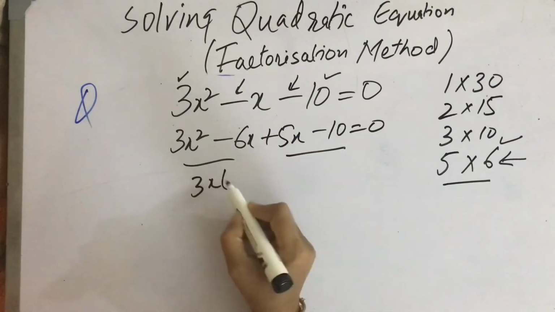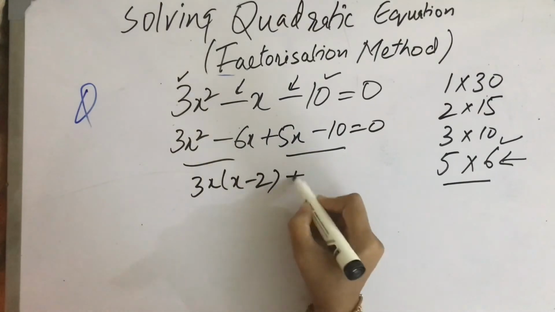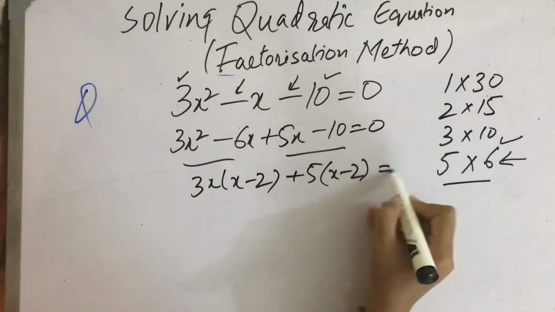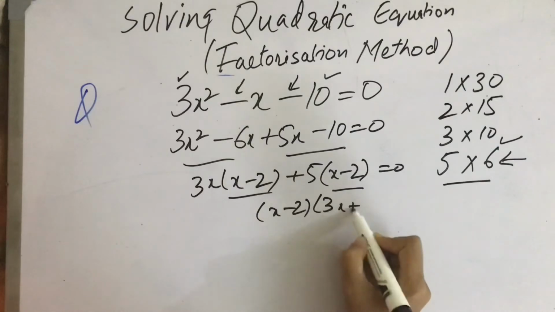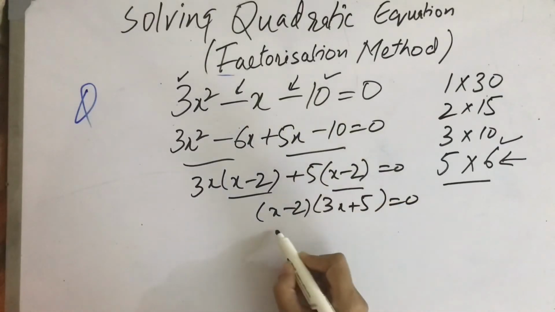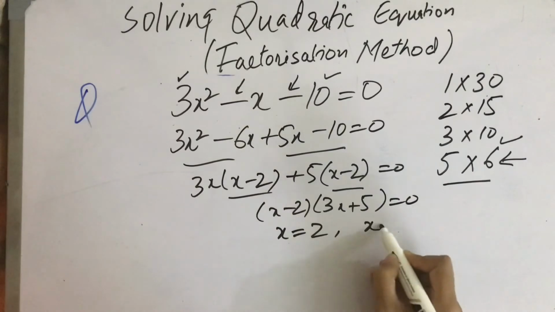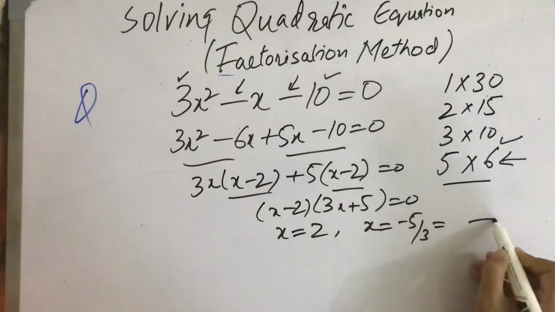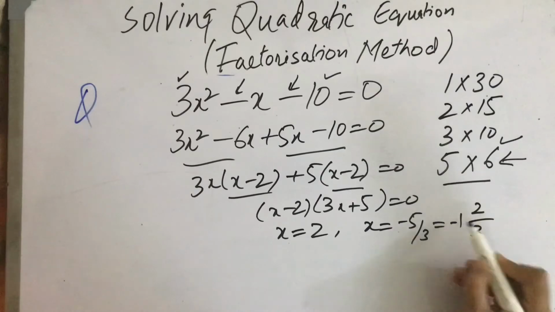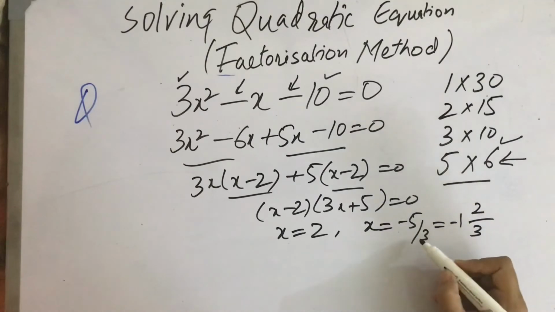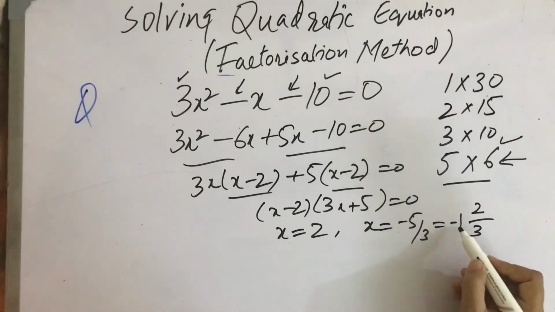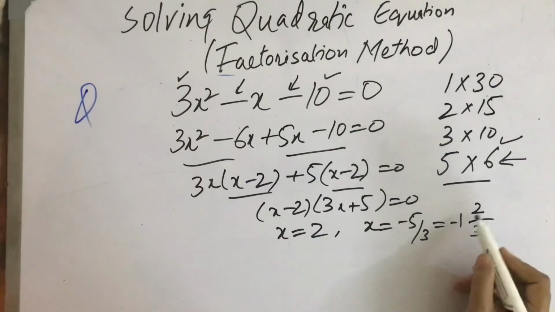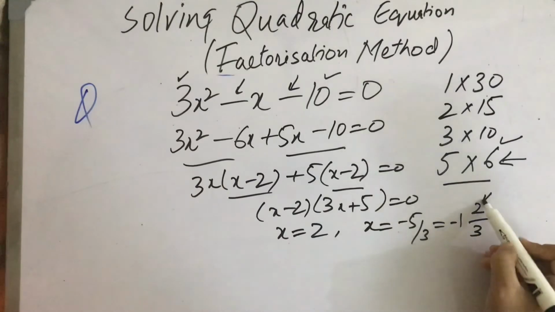Pairs: 3x common, x minus 2, plus 5 common, x minus 2. This is the same factor, take it outside. One value of x is 2, the other value of x is minus 5 over 3, which is 3 1 times 3 and 2 5. This is the method to make the mixed number. I will read the table of 3 until this number comes. 3 1 times 3, 3 2 times 6, so I shall stop here and the remainder will be here.